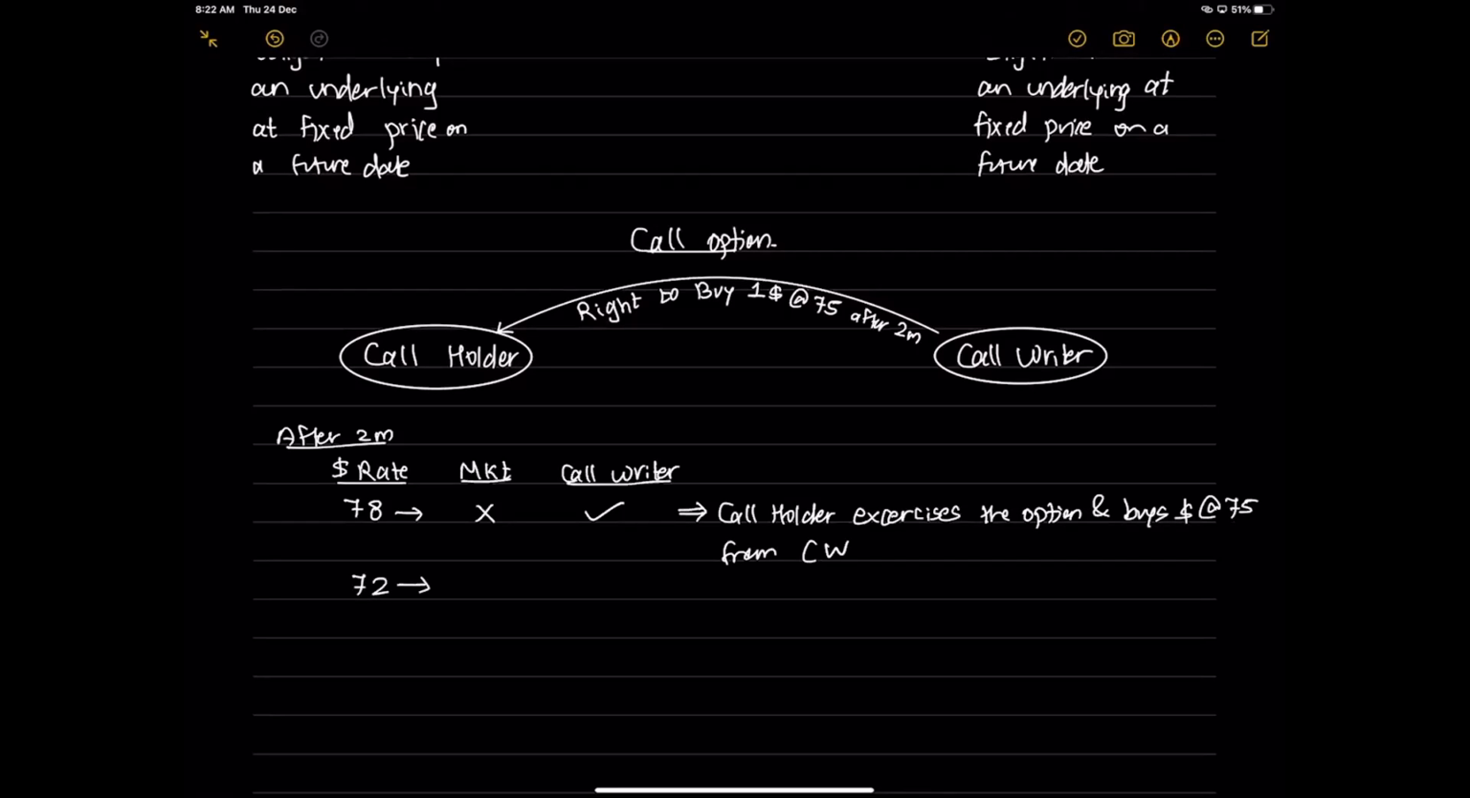Okay. Then suppose the dollar rate in the market is 72. So where is he going to buy the dollar from? From the market at 72 or from the call writer at 75? From where is he going to buy the dollar? From the market, right? And he's going to lapse it. So basically we can say the call holder lapses the option and buys the dollar at 72 from the market.